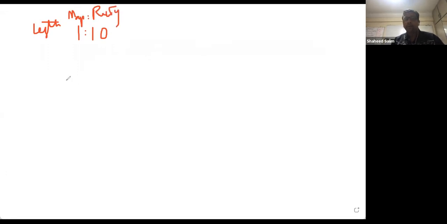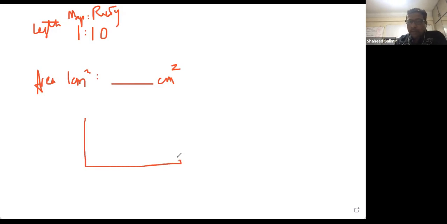Okay. So if I want to look at area, I want to find out 1 square cm, what does it represent in reality? In square cm, how many? You understand what I'm saying? On the map, the scale is 1:10, so 1 cm on the map is equal to 10 cm in the real world. So if I draw a square 1 cm by 1 cm like that, can you tell me how many square cm is this in reality?